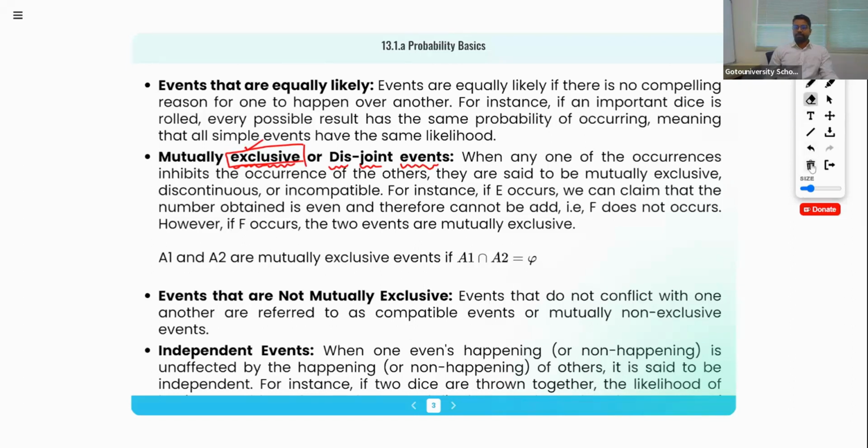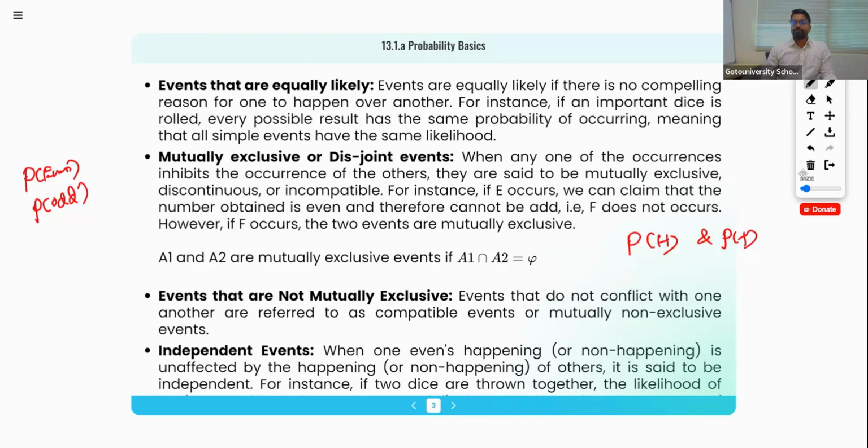A simple example: when you're tossing a coin, if you get a head, is it possible to get a tail? No, right? So getting a head as well as getting a tail are mutually exclusive to each other. They will never occur together. The occurrence of one event stops the occurrence of the other. In case of a die, getting an even number and getting an odd number, will they occur together? They will never occur, right? Such events are called mutually exclusive events.